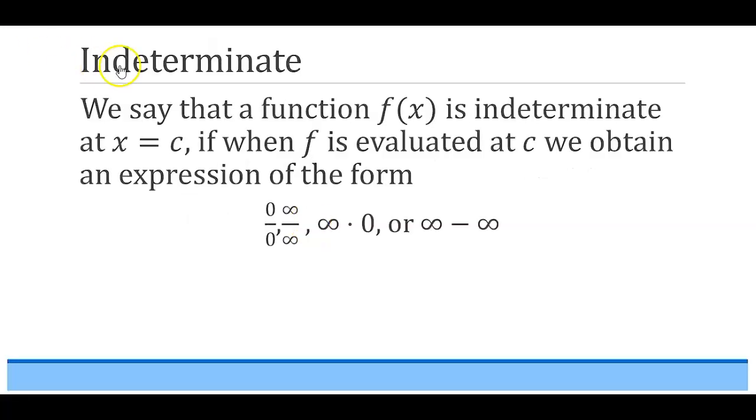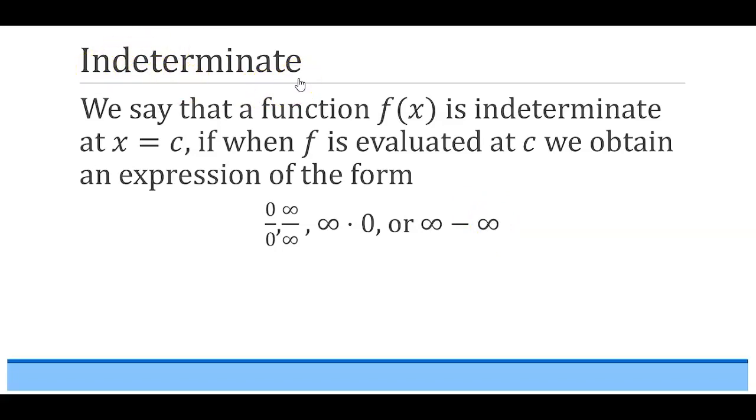Now let's look at the definition of indeterminate. We say that a function f of x is indeterminate at x equals c if, when f is evaluated at c, we obtain an expression of the form either 0 divided by 0, infinity divided by infinity, infinity times 0, or infinity minus infinity. So if we substitute in our x value, if we get any of the following, 0 over 0, infinity over infinity, infinity times 0, or infinity minus infinity, those quantities are called indeterminate.